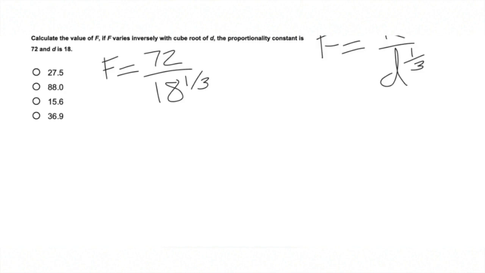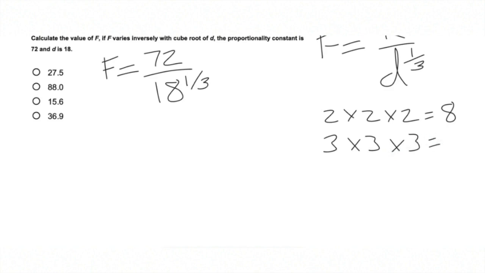We know that a cube is a number times itself 3 times, so let's start with 2. 2 times 2 times 2. 2 times 2 is 4. 4 times 2 equals 8. Okay, so how about 3? 3 times 3 times 3. That's 3 times 3 is 9. 9 times 3 is 27. We know that the cube root of 18 is between 2 and 3.